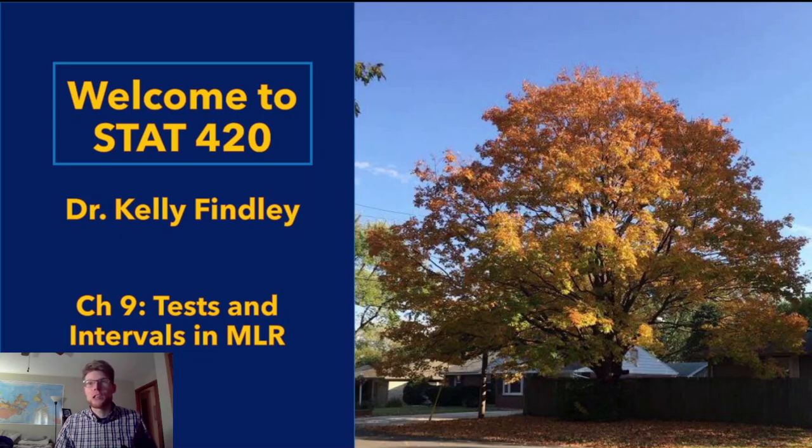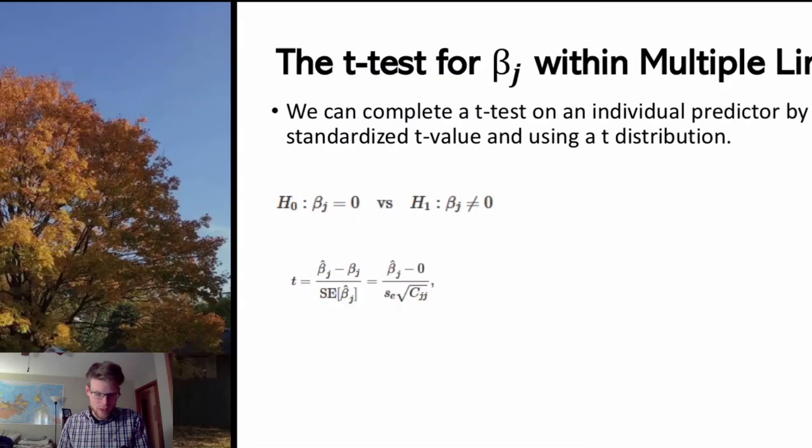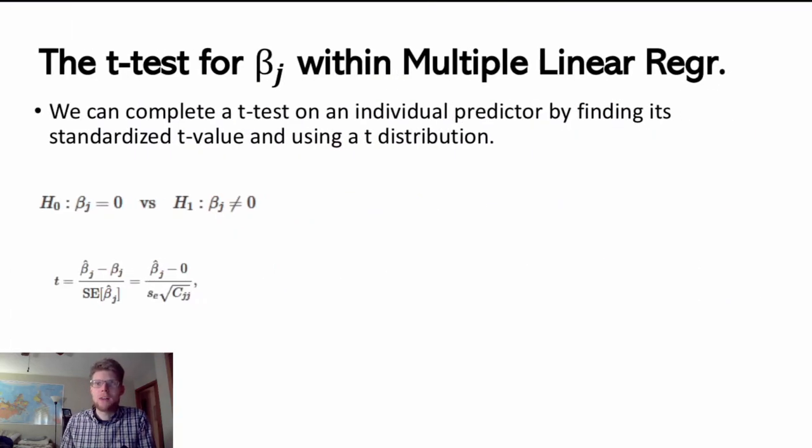In this video we're going to continue looking at multiple linear regression, but now getting into hypothesis testing and confidence intervals and prediction intervals, working with the multiple linear regression model. We talked in the previous video about how the standardized beta hat j's are going to follow a t-distribution. If we're using the standard error of beta hat j, that estimate of the standard deviation of beta hat j, then these standardized values are going to follow a t-distribution.